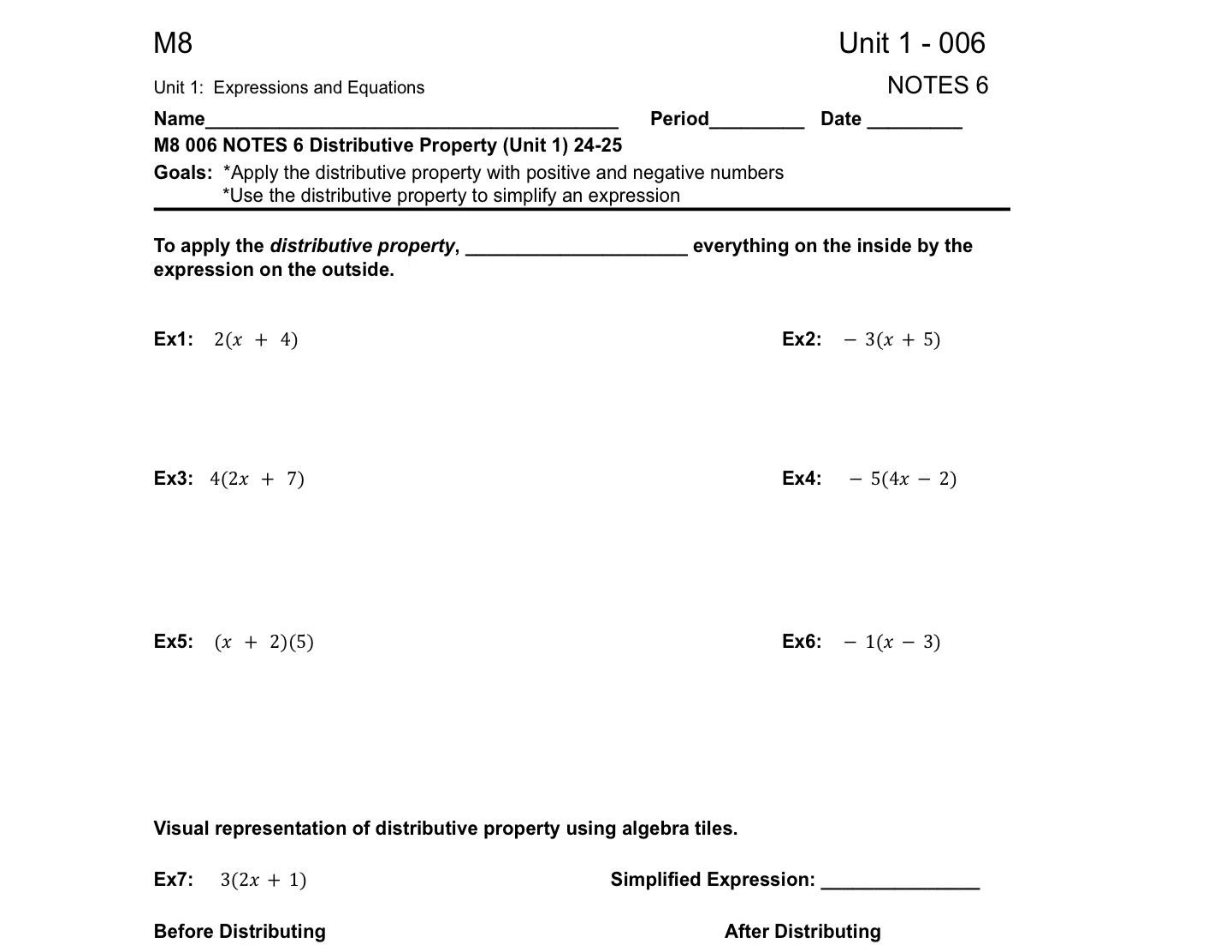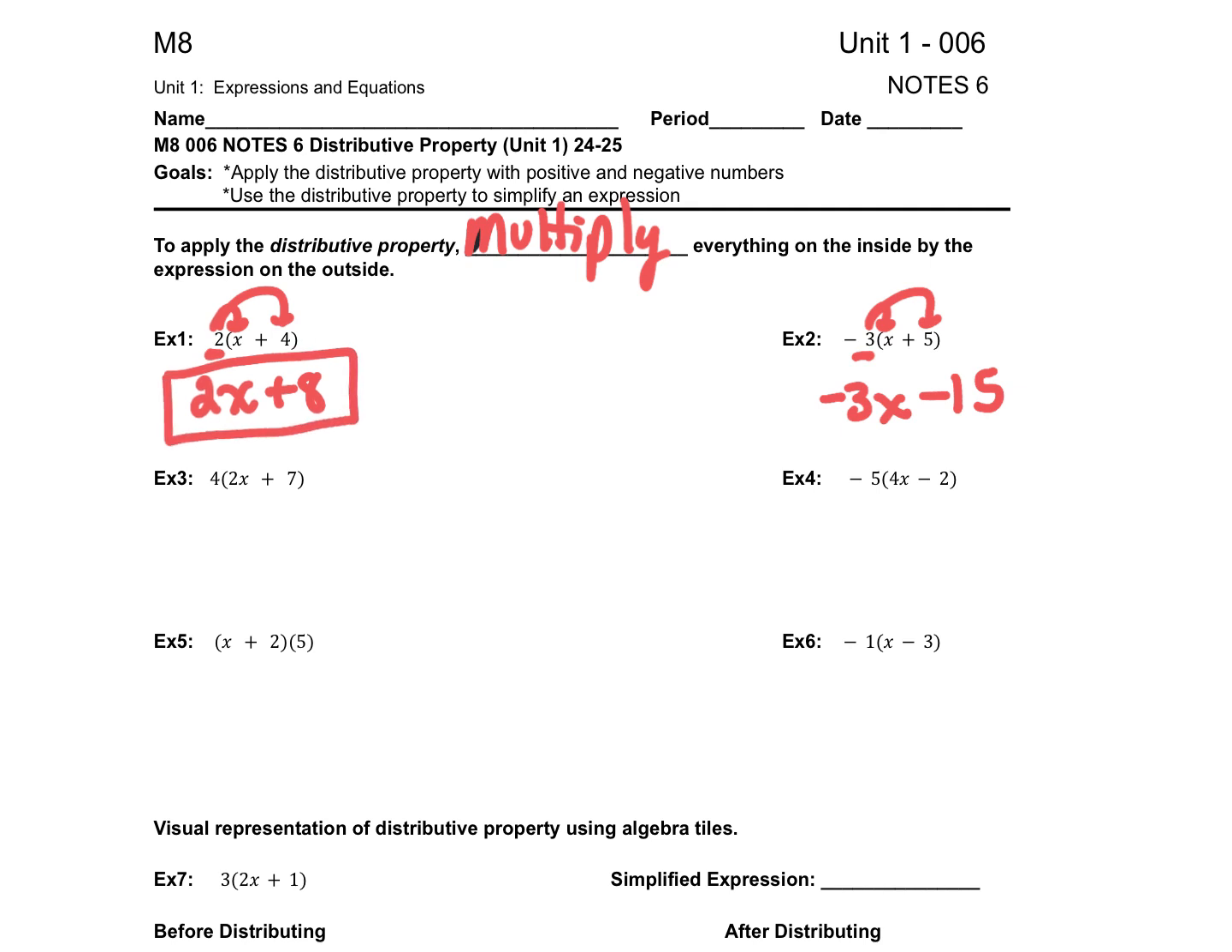To apply the distributive property, you're going to multiply everything on the inside of the expression to the outside. So this is like multiplication. So 2 times x is 2x. 2 times 4 is 8. Negative 3 times x is negative 3x minus 15. Just highlight those.